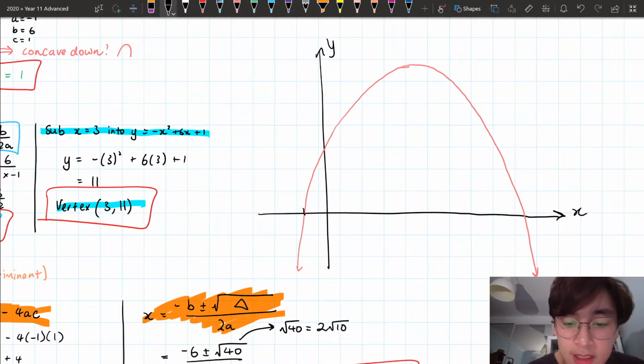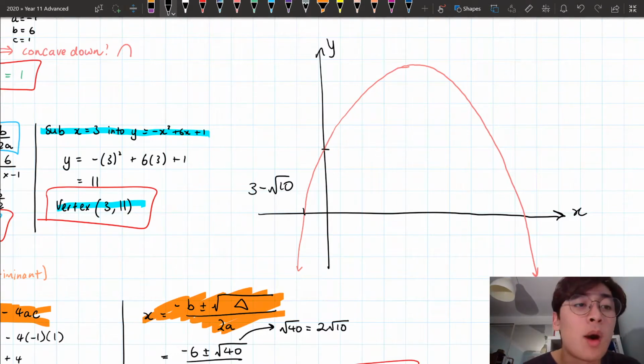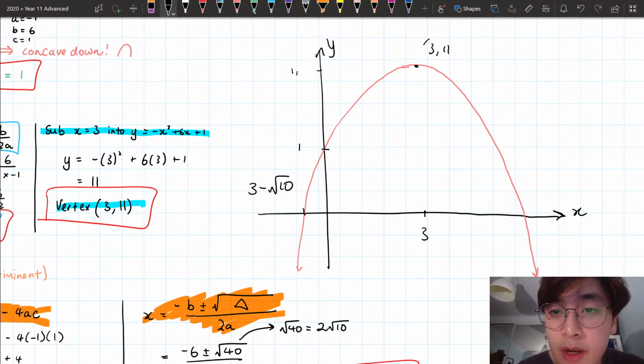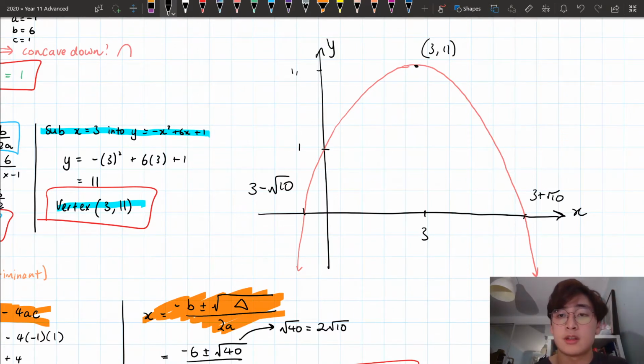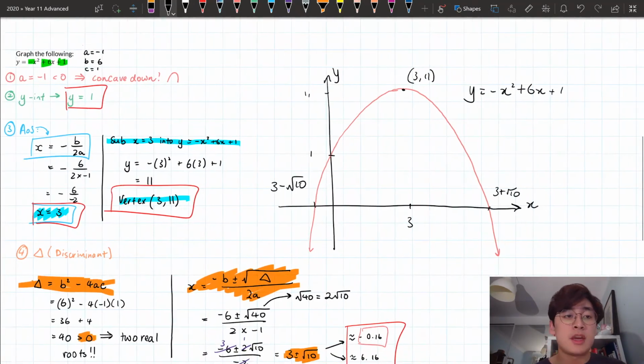So this one is your x-intercept, which was at negative 0.16. So this was 3 minus square root 10. I've got a y-intercept at 1. I've got a vertex at (3, 10), I believe. And I finally got another x-intercept at 3 plus square root 10. And so this is my quadratic. y is equal to negative x squared plus 6x plus 1, I believe. Okay, cool. So this is me combining all of that information, putting it together into one graph here.